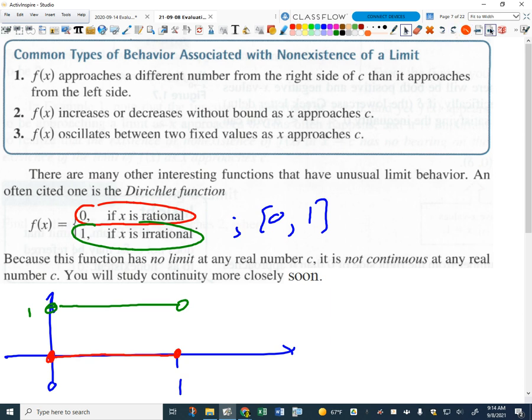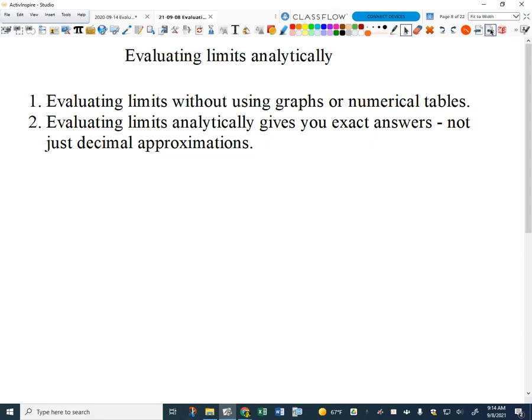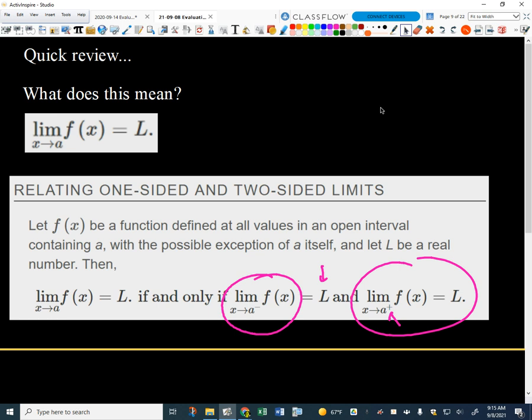Dirichlet function. We don't need to spend time on that. So evaluating limits analytically. Here's where we kick into this new phase, right? So without graphs or tables, it gives us exact answers, not just decimal approximations. So it's much more satisfying to do mathematically.